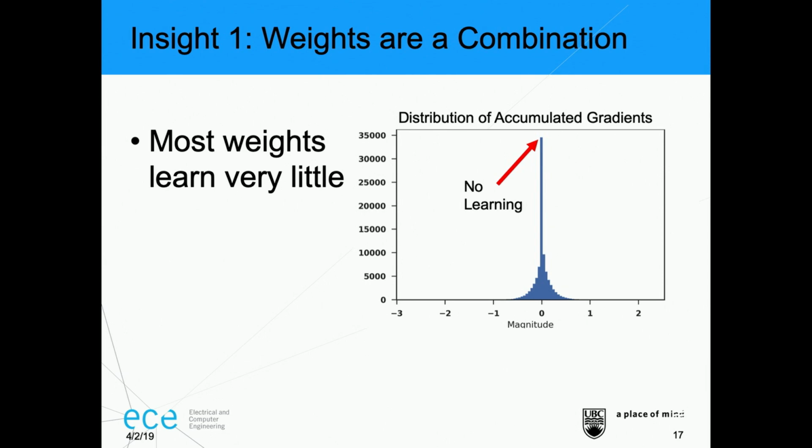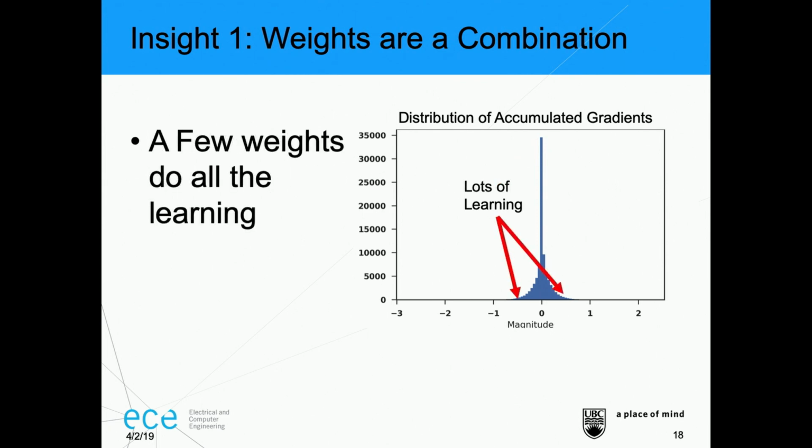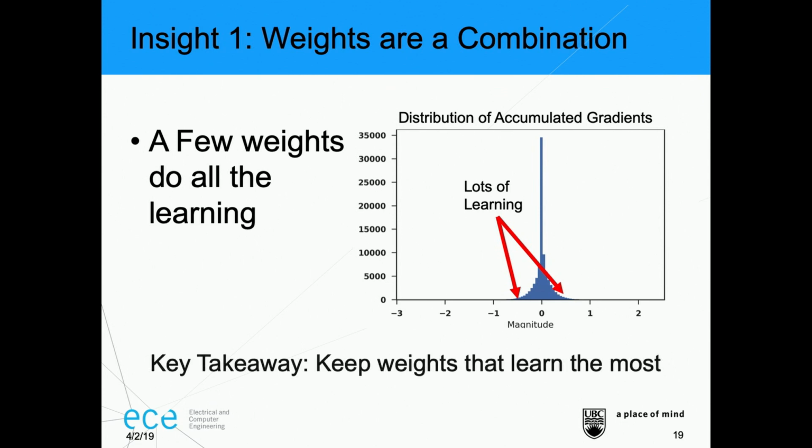And what we found is most weights learn very little. So you see here, this is in a 90,000 parameter network trained on MNIST. Almost 35,000 of these weights barely move from their initial values at all. And then we have a few weights that account for all of the learning on either side here. Those weights move very far from their initial values, which could be 0 or it could be a really high number going towards 0. Both are valid things that we want to keep. So the key takeaway from this is that we want to keep the weights that learn the most. Those are the weights that we're going to save and we can forget about everything else.